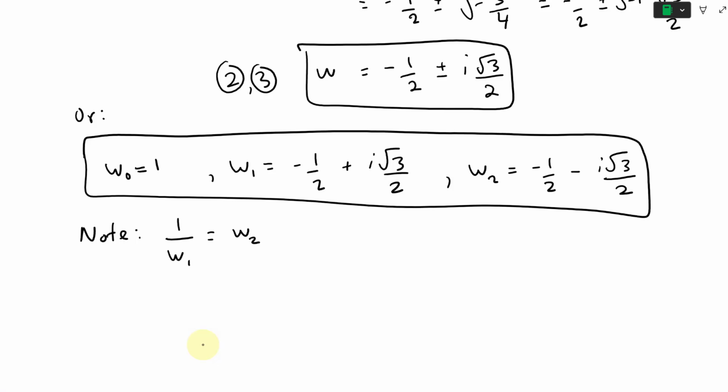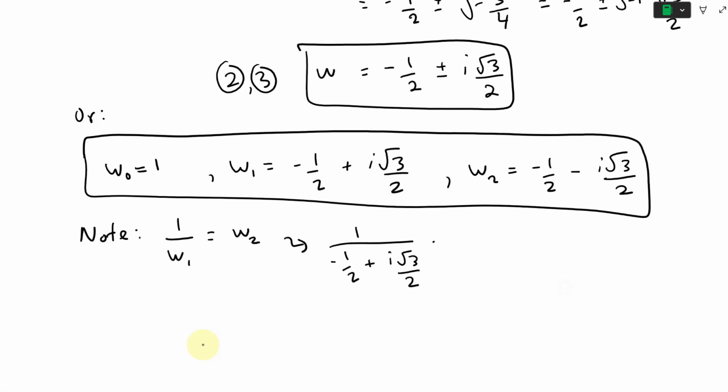And we can see this by changing to polar coordinates and so on, but I'll just do this the brute force way. So if we go 1 over W1, and this will be helpful when we put everything together in our solution. So 1 over negative 1 over 2 plus, this is the W1, i times the square root of 3 over 2. And now what we're going to do is multiply the top and bottom by the conjugate.